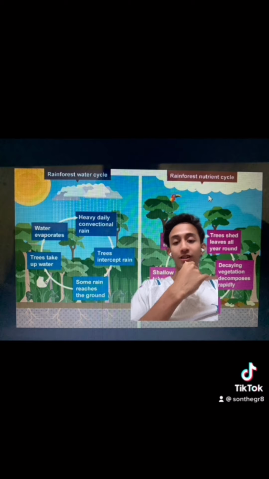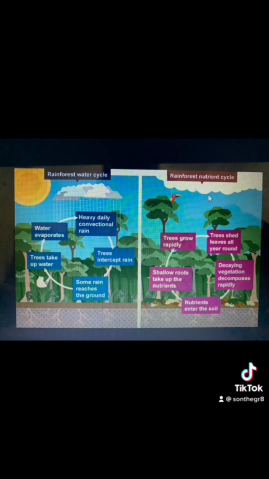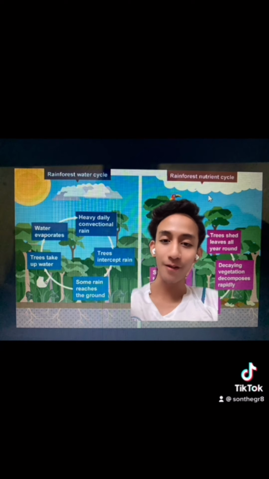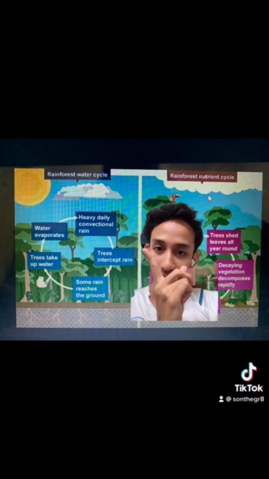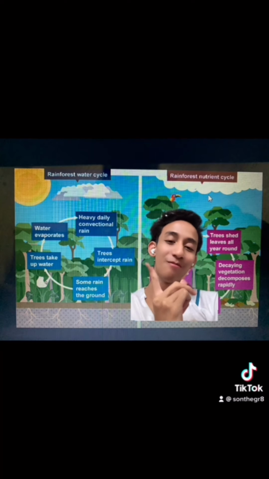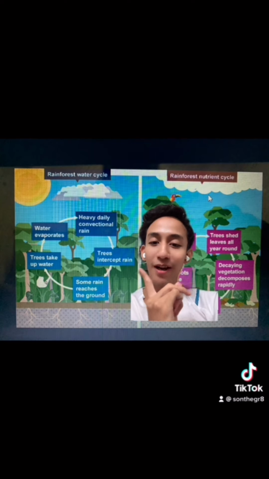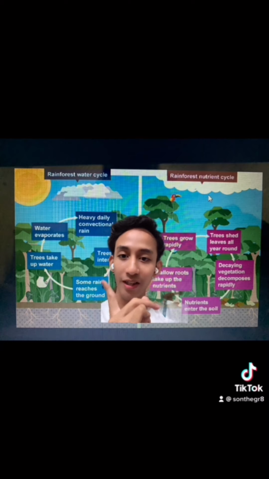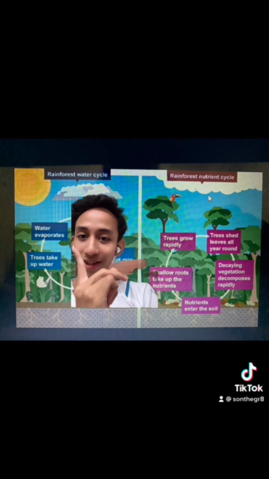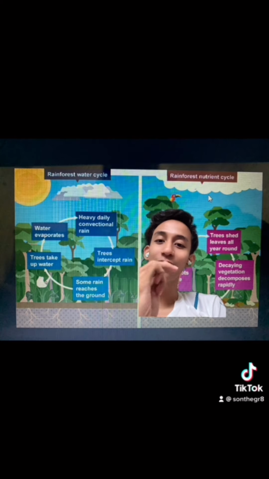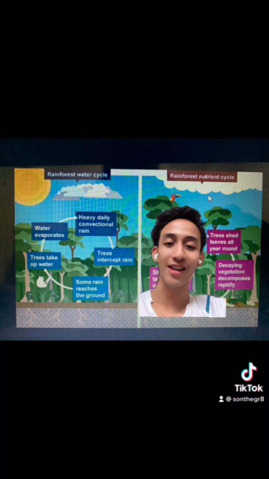This is convectional rainfall. So as you guys can see on my left hand side, first it goes like heavy daily convectional rain, and then trees intercept rain, some rain reaches the ground, trees take up the water, and then water evaporates, and then the cycle continues again. So that is how the rainforest water cycle works.